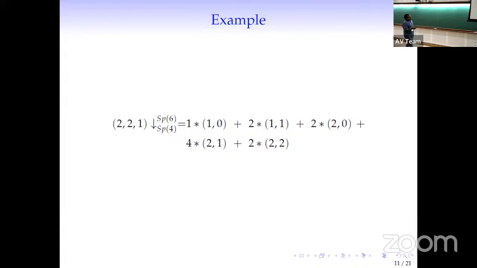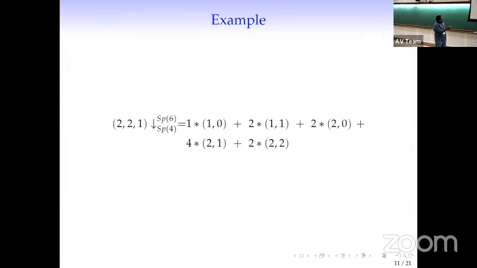This is just an example of what we are talking about. This 2 1 is an irreducible representation, the highest weight corresponding to an irreducible representation. If you restrict from sp6 to sp4, you will get this decomposition, where 1 0 appears 1 time, and similarly 2 1 appears 4 times.